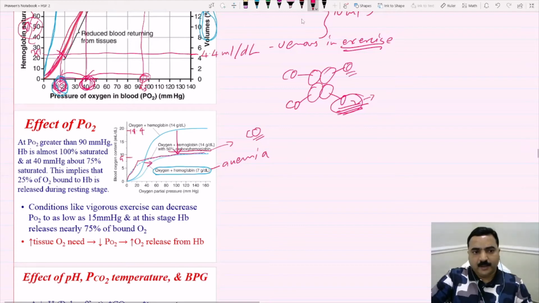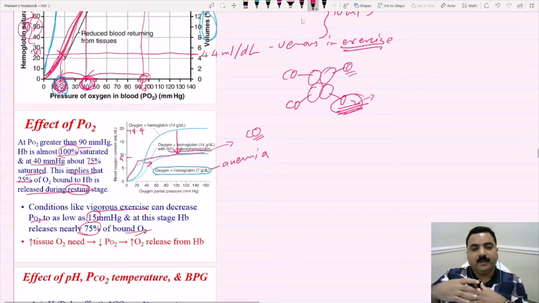At PO2 greater than 90, hemoglobin is almost 100% saturated, almost like 97% saturated, and at 40, about 75% saturated. So this implies 25% of the oxygen bound to the hemoglobin is released during the resting stage. Vigorous exercise can decrease the PO2 to as low as 15. At this stage, the hemoglobin releases nearly 75% of the bound oxygen, because the saturation is falling down to 25%, that means the remaining 75% is dissociated.